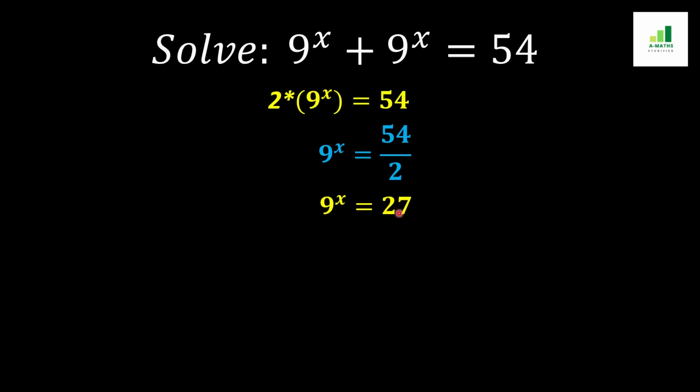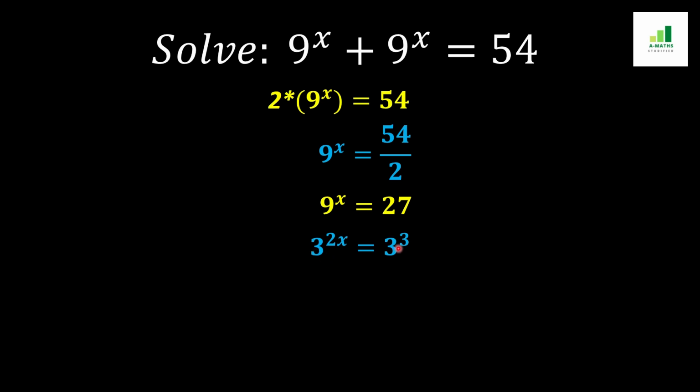Now this 27 can be written as 3^3, and this 9 can be written as 3 squared, because the square of 3 is equal to 9. So this 9 can be written as 3^2, and this x will remain the same, and this 27 can be written as 3^3, because the value of 3^3 is equal to 27. Now here we apply another basic rule of algebra: if the bases are equal, then their powers are also equal.